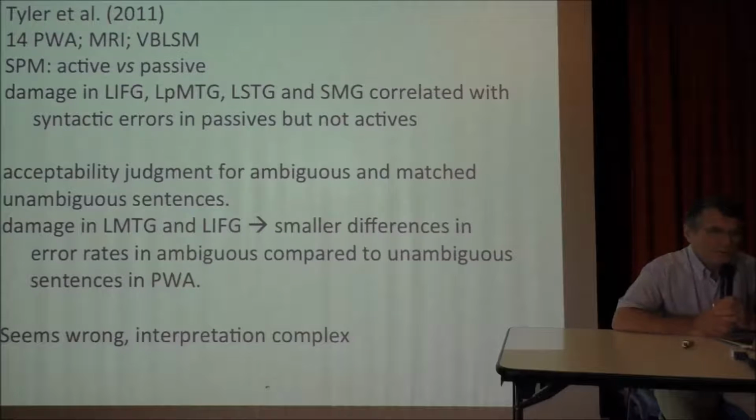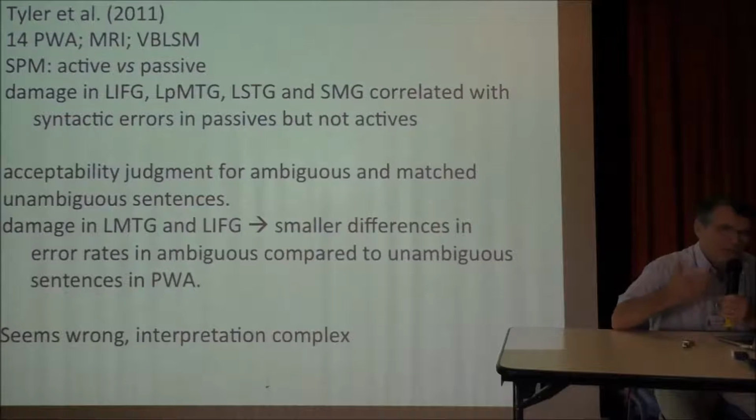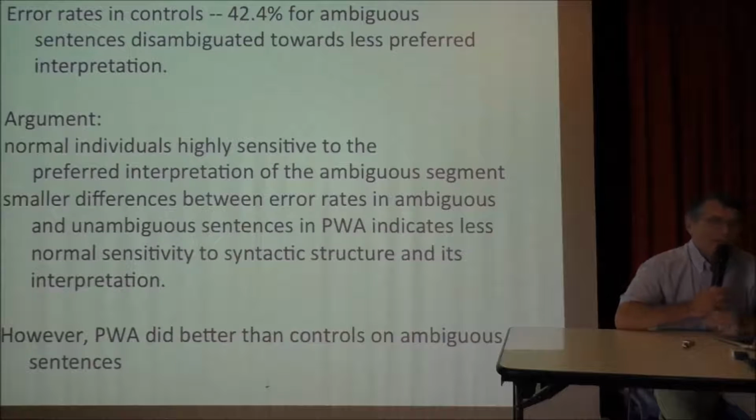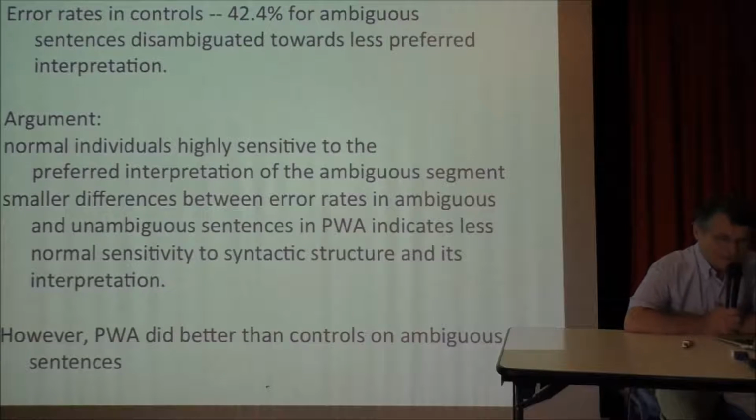That seems counterintuitive. One would expect that since the ambiguous sentences are harder, that if these areas were responsible for the syntactic operations that led to their interpretation, that larger lesions would produce more errors and a larger difference between unambiguous and ambiguous sentences. But these authors had an explanation for their finding that ran as follows.